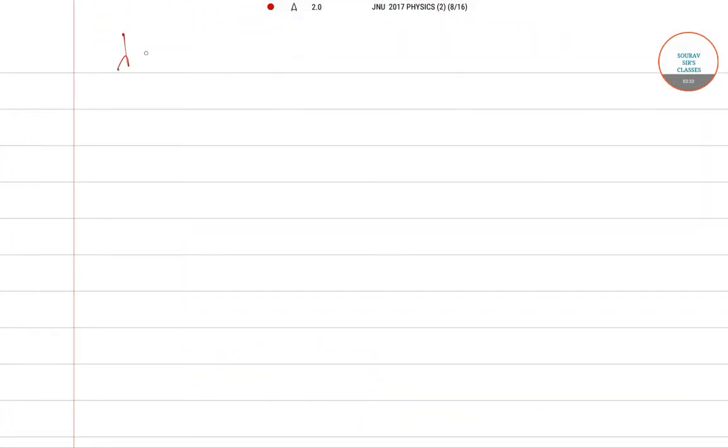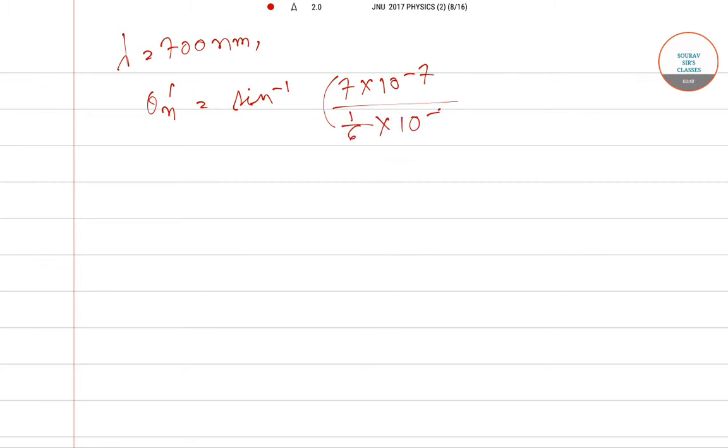For the other, lambda equals 700 nanometer, we have theta n dash equal to sin inverse of 7 into 10 to the power minus 7 divided by 1 by 6 into 10 to the power minus 5. This is given in the question. So theta n dash is equal to 24.83846 degree if we calculate this.